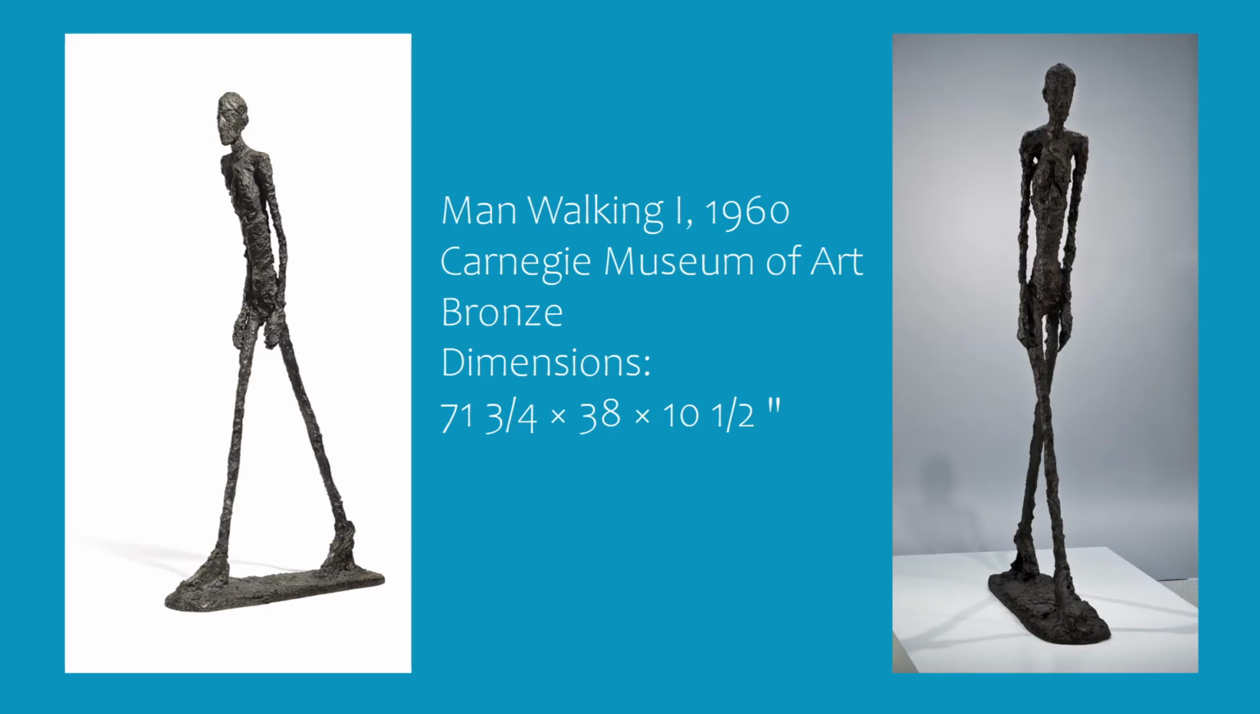Man Walking Number 1, 1960, at our own Carnegie Museum of Art in Pittsburgh. Bronze, dimensions 71 3/4 by 38 by 10.5 inches. There are 6 numbered editions of this sculpture, plus 4 artist proofs. Notice how the elongated arms and legs exaggerate the movement. It has been described as both a humble image of an ordinary man and a potent symbol of humanity.